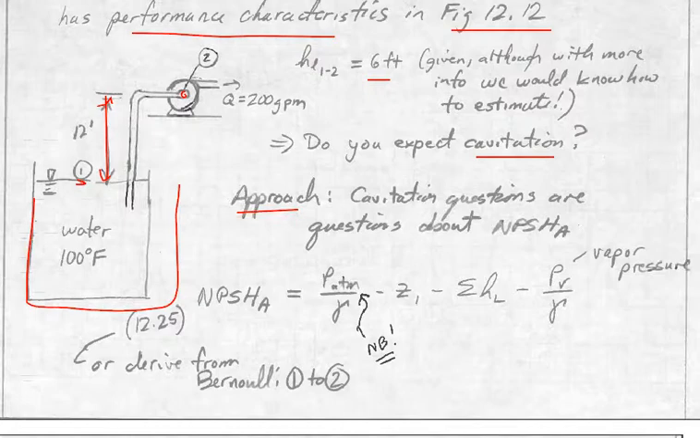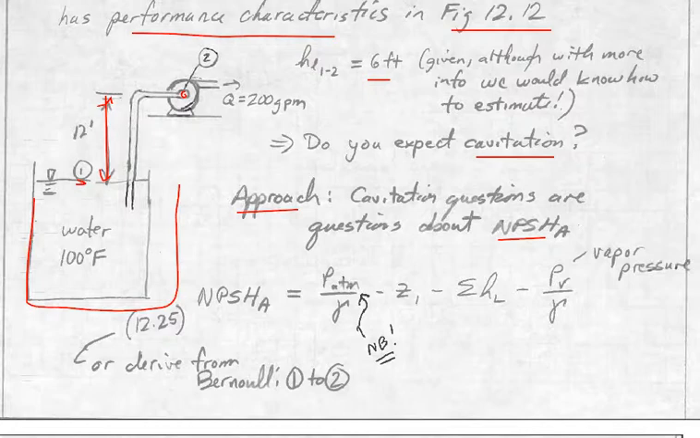When they ask about cavitation, they're asking about NPSHA, the net positive suction head that's available. Remember, the net positive suction head is the head that's behind the pump to help the pump get primed or help the pump get going. If there's not enough of it, then the cavitation or boiling of the water will start. That can damage the pump.